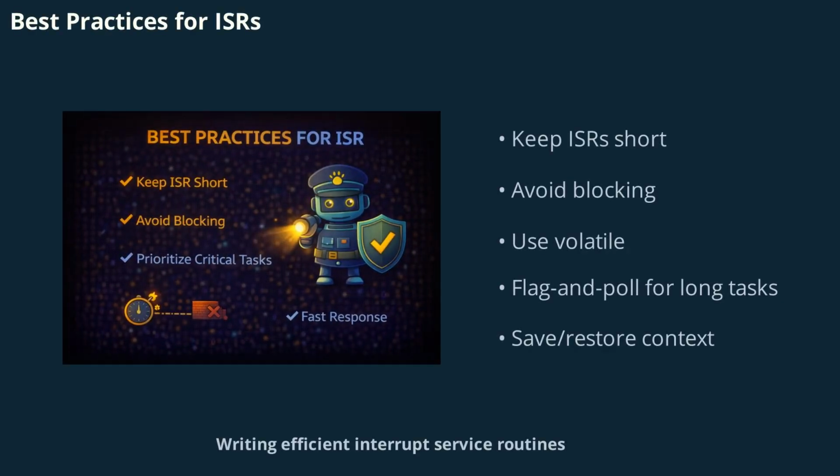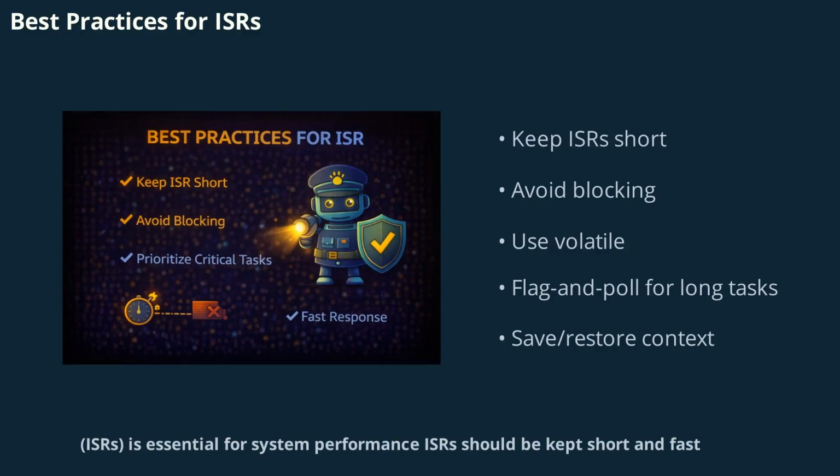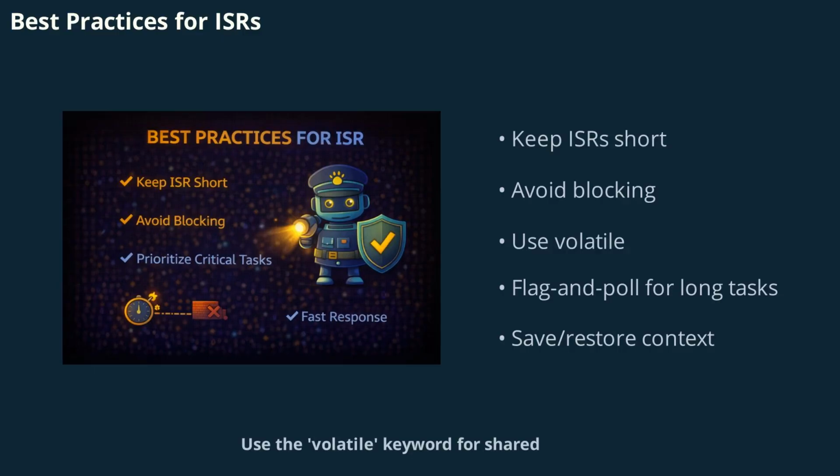Writing efficient interrupt service routines, ISRs, is essential for system performance. ISRs should be kept short and fast, avoiding blocking operations and minimizing dynamic memory allocation. Use the volatile keyword for shared variables and disable interrupts only when necessary. For longer tasks, consider using a flag and poll mechanism. Properly saving and restoring context ensures reliable operation. Following these best practices helps maintain system stability and responsiveness.